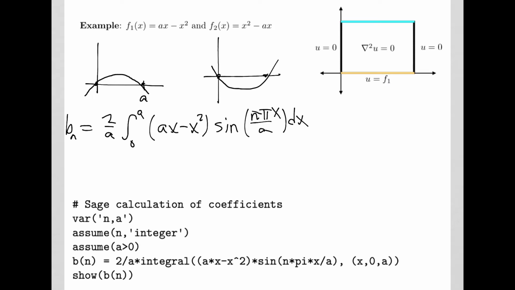Alright, we've got two variables. We've got n and a, and so we will tell Sage that we have two variables. So that it can do the integral as much as possible, we'll tell Sage that our n is an integer through the first assumption. And it's just good practice. Our a is a positive number, so let's tell Sage to use that. Sometimes that's important in a calculation. So our coefficient, our bn, is 2 over a times the integral. Here's our function times sine of n pi x over a, and we're going to integrate x from 0 to a, and we'll ask Sage to show us the value of that coefficient.